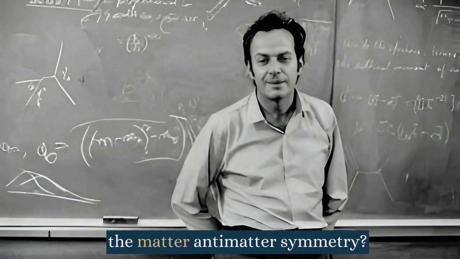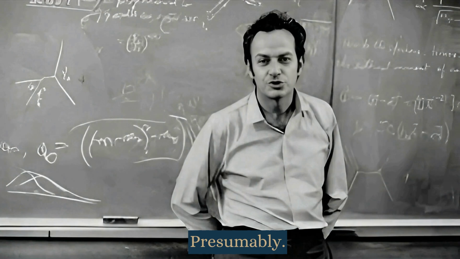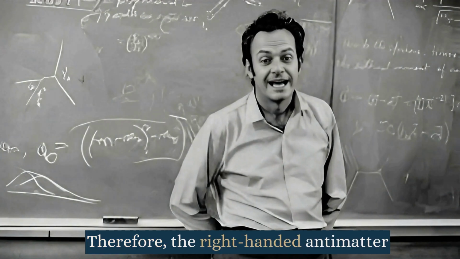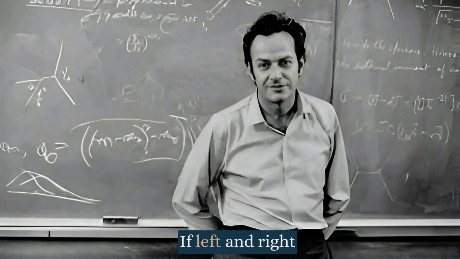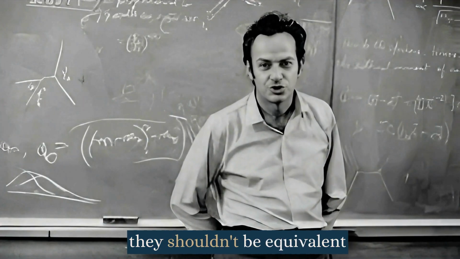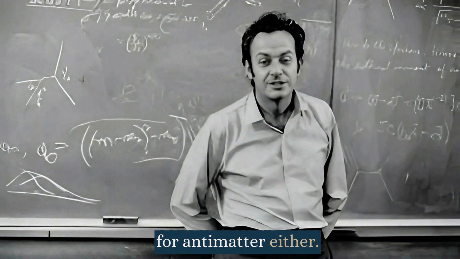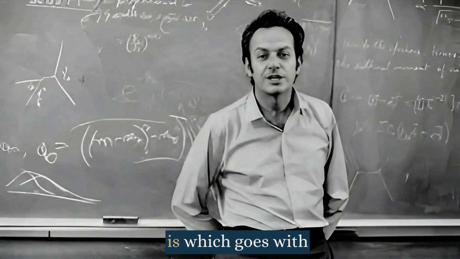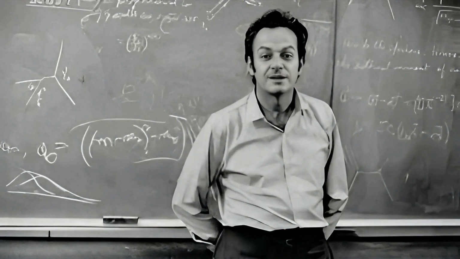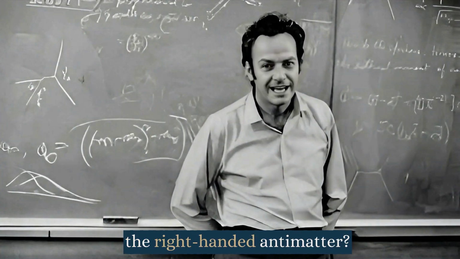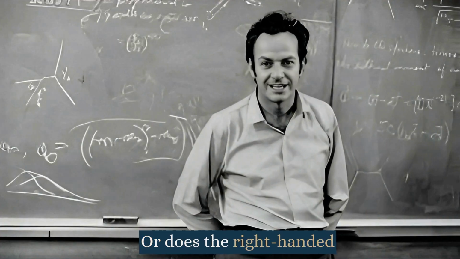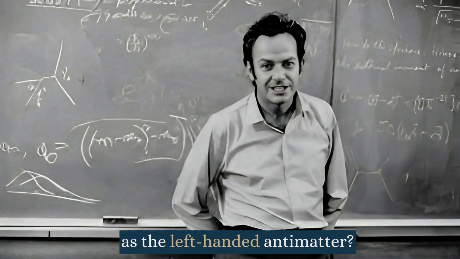But what about the matter-antimatter symmetry? Presumably, the right-handed antimatter and the left-handed antimatter are not the same. If left and right aren't equivalent for matter, they shouldn't be equivalent for antimatter either. So the obvious question is which goes with which, if either. In other words, does the right-handed matter behave the same way as the right-handed antimatter, or does the right-handed matter behave the same as the left-handed antimatter?